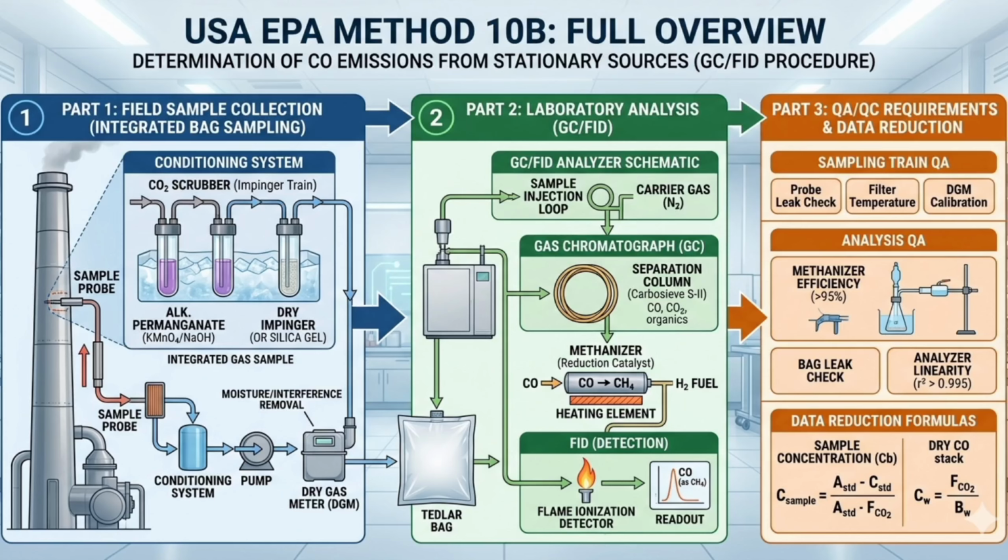Today, we're diving straight into a fascinating, highly rigorous scientific process: how environmental scientists actually track and measure invisible carbon monoxide emissions using a standard known as EPA Method 10B. If you've ever looked up at a massive industrial smokestack and wondered how we actually know exactly what's coming out of it, well, you are in the right place.